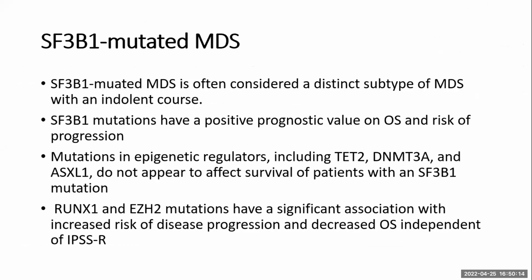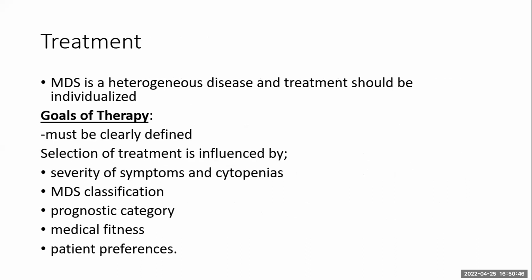And then patients with SF3B1 mutated MDS: it is often considered a distinct subtype of MDS, also considered to be a bit indolent, and this mutation has positive prognostic value on overall survival. However, mutations in other epigenetic regulators like TET2 and DNMT3A do not appear to affect survival of these patients. But the presence of RUNX1 and EZH2 mutations has a significant impact on the prognosis.